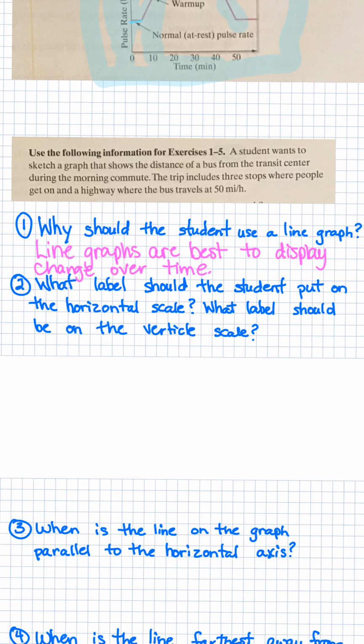So it looks like to me that they are wanting to talk about the distance. They want a graph that shows the distance of a bus from the center during the morning commute. So then the other thing they're talking about is time. So I would say for horizontal, let's do time. And it could go either direction. And vertical, let's do distance.